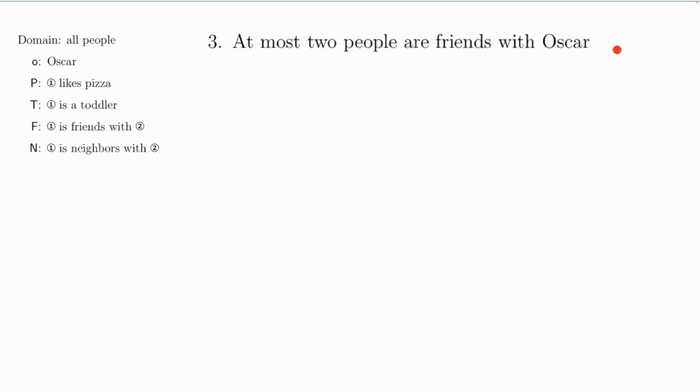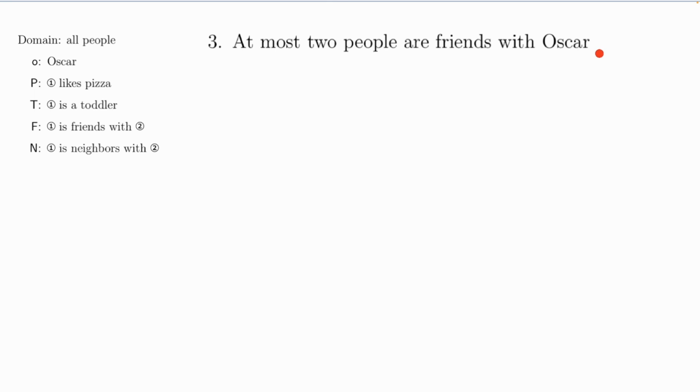Okay, moving on to the next sentence here. At most 2 people are friends with Oscar. Now, there are a couple ways to translate this. First thing to note is that this is completely compatible with there being 0 people that are friends with Oscar. At most 2 people are friends with Oscar is saying, either 0 or 1 or 2 people are friends with Oscar. It's not 3 or more people that are friends with Oscar.